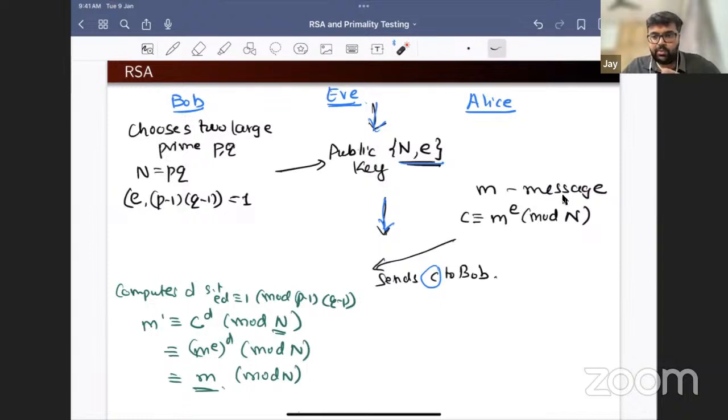So now there are two questions. One is, from Eve's point of view, how to factorize n to break the RSA, and from Bob's point of view, how to generate these two primes to implement RSA. So for RSA, one has to generate two large primes. So these are the two things that now come from RSA.